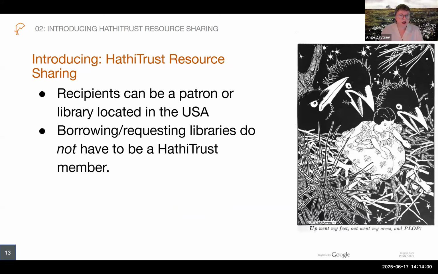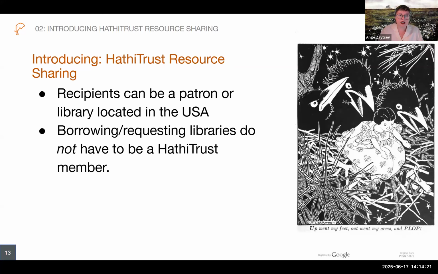And then going on, registered service providers will be able to distribute HathiTrust texts to either their own patrons or to other libraries, as long as the patrons or libraries are located in the US. And again, this is for document delivery or ILL services.